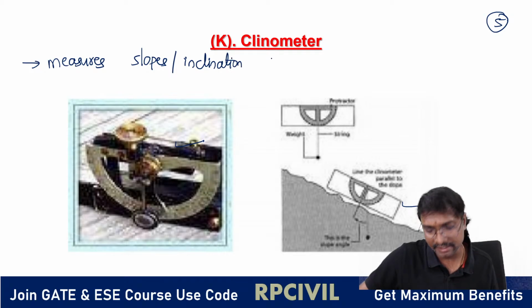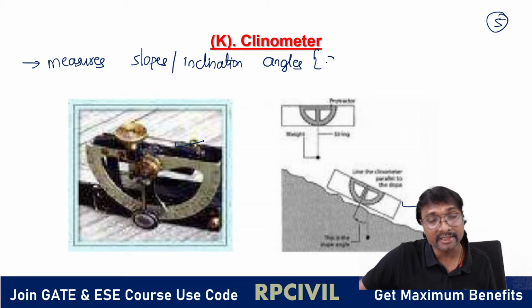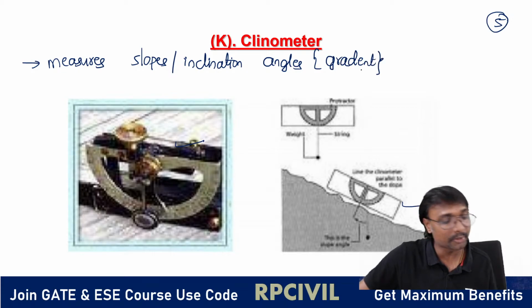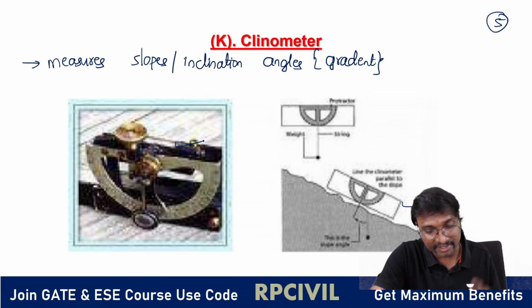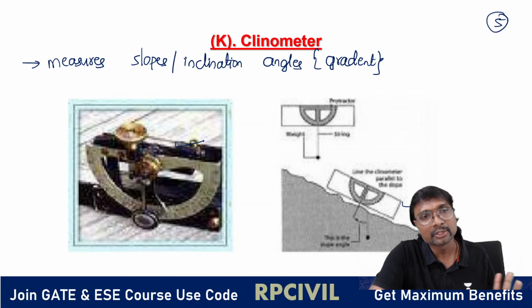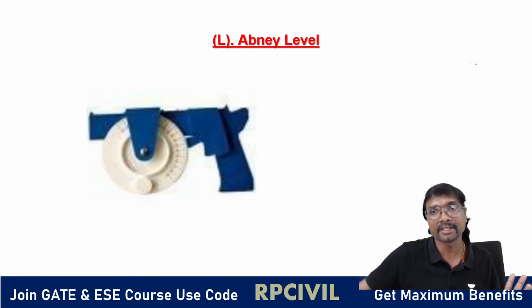What is the meaning of inclination angles, all of you? Inclination angles are nothing but your gradient. From these inclinations or slopes you can get the gradient, and slope in the length direction is your gradient, and in the width direction it is your cross slope simply. So that is the purpose of this clinometer, nothing else is required.